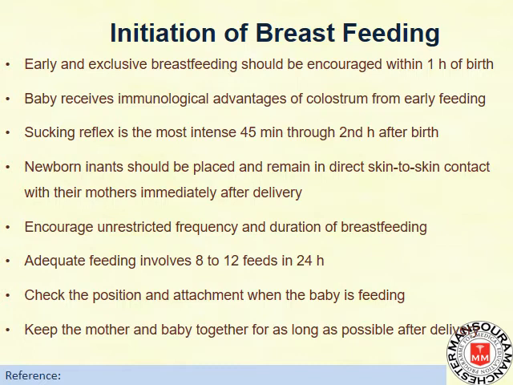Adequate feeding involves 8 to 12 feeds in the first 24 hours. Check the baby's position and attachment when the baby is feeding. Keep the mother and the baby together for as long as possible after delivery.